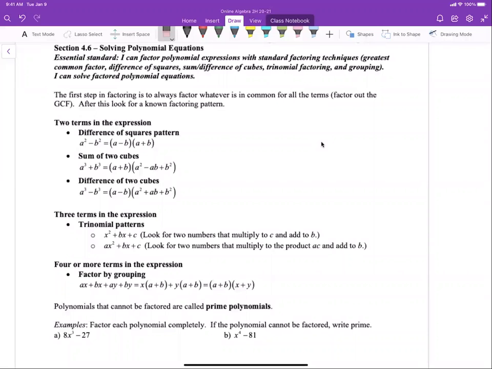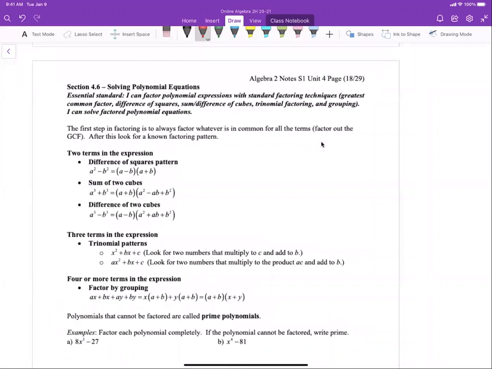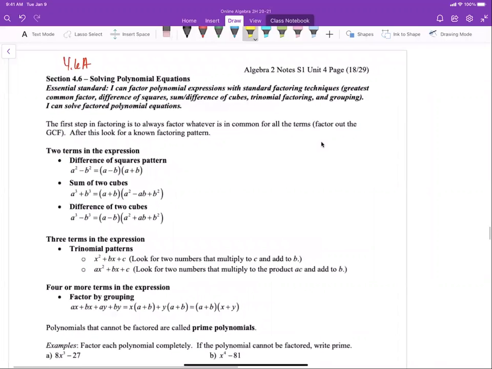All right, we are on lesson 4.6a. Essential standard: I can factor polynomial expressions with standard factoring techniques.